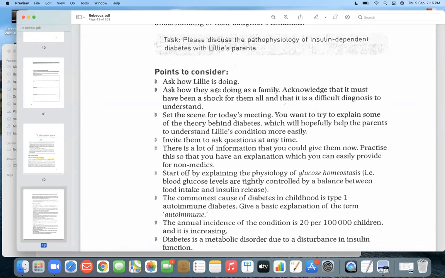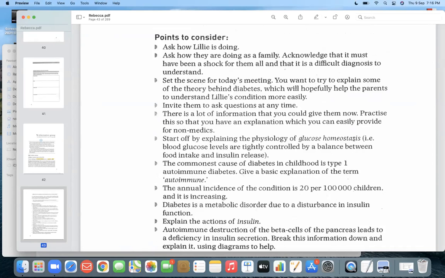Points to consider: ask how Lily is doing, ask how they are doing, and acknowledge that it must be a shock for them and a difficult diagnosis to understand. Set the scene for today. You want to explain some of the theory behind diabetes, which will hopefully help the parents understand Lily's condition more easily. Invite them to ask questions at any time. There is a lot of information that you could give them now. Practice this so that you have an explanation you can easily provide for non-medics.